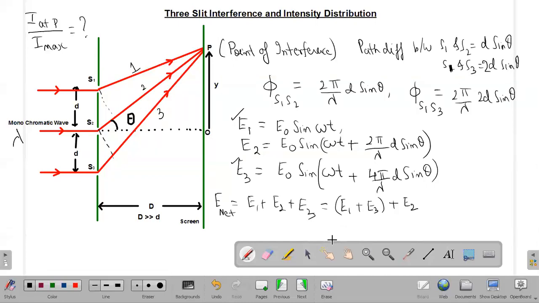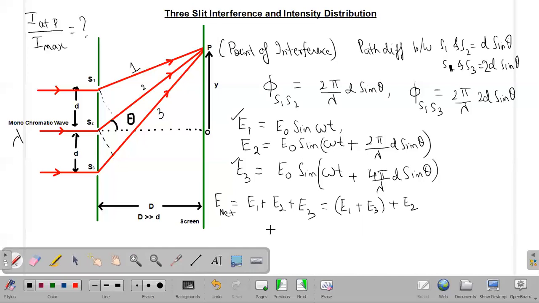After doing the trigonometric exercise, you will get the resultant electric field at this point. The resultant electric field will be E naught times 1 plus 2 cos of 2 pi over lambda into d sine theta, and then a time varying factor which is sine of omega t plus 2 pi over lambda d sine theta.